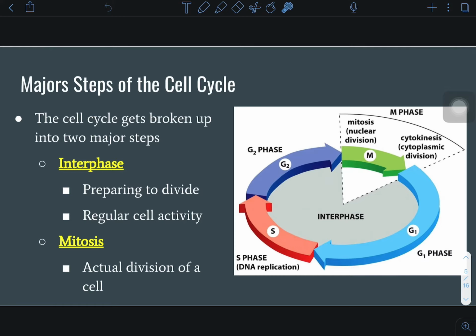There are two major steps: the cell is either going to be in interphase or in mitosis. Now, most of this unit we're going to be talking about mitosis, but realize that the vast majority of the cell's life is spent in interphase. Interphase is the part of the cell's life where they are preparing for division and their everyday, day-to-day cell things are going on. If they're a muscle cell, they're contracting. If it's a heart cell, your heart's beating. If it's a bone cell, it's providing support for your body. And then mitosis is where the cells are actually dividing.